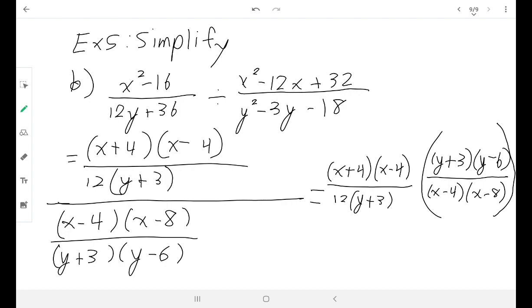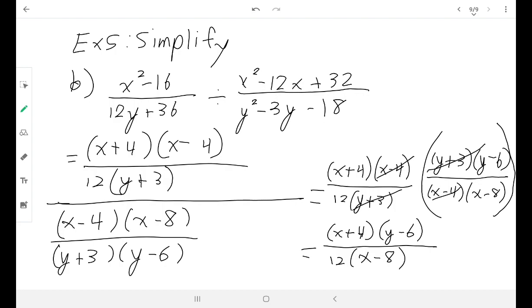And then you can start canceling stuff. The x minus 4's cancel, the y plus 3's cancel, and then write down what you're left with. x plus 4 times y minus 6 is what's left at the top, and 12 times x minus 8 is what's left at the bottom.